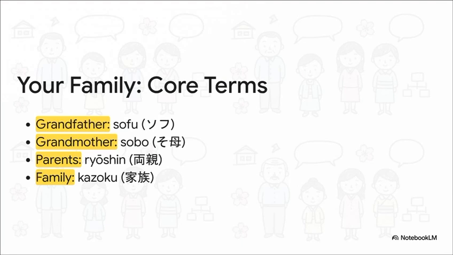All right, let's expand that circle a bit. Your grandfather, that's sofu, and your grandmother is sobo. If you're talking about your parents together as a unit, you say ryoshin. And the word for your family as a whole, that's kazoku.